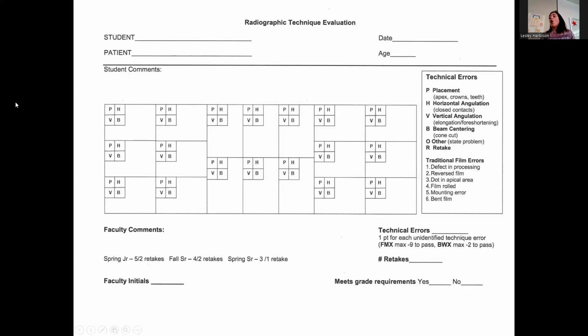And you can do an R here. You can do an R if you know it's a retake. Other can be things like patient didn't close, film tilted, patient moved, or if the film's a little blurry, different things like that.